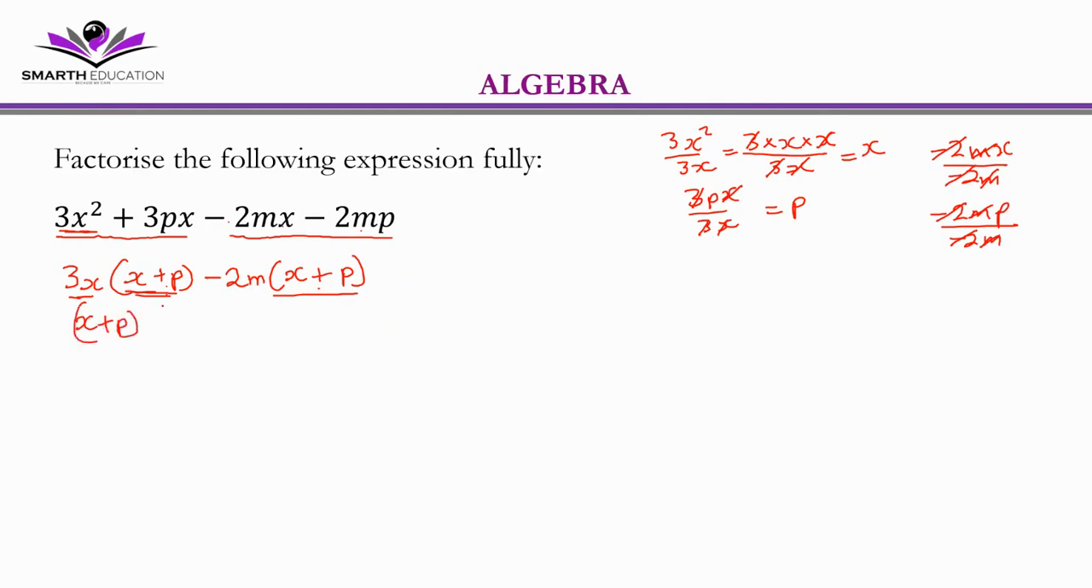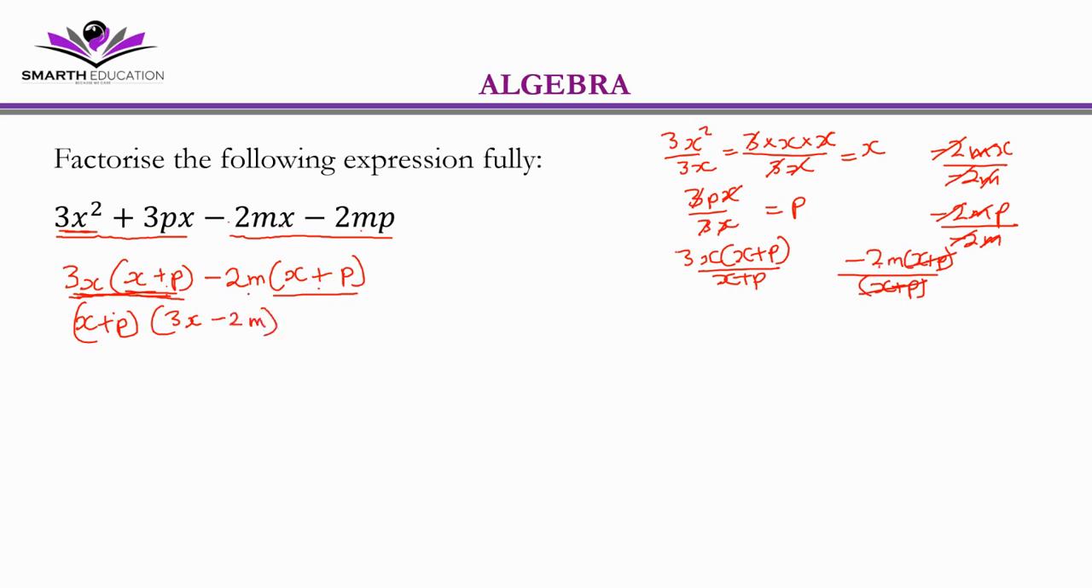Okay. And then if we say 3x times x plus p divided by x plus p, we remain with 3x. And then negative 2m times x plus p divided by x plus p. What you factor out, you divide the terms of the expression with. So x plus p divided by x plus p is what? We remain with negative 2m.